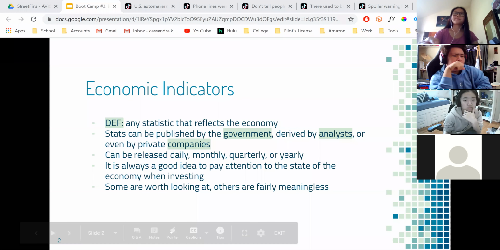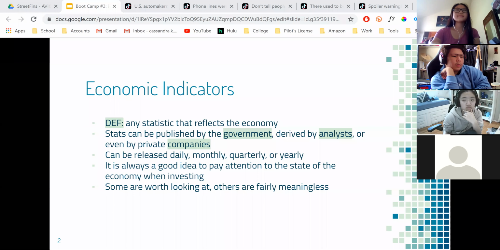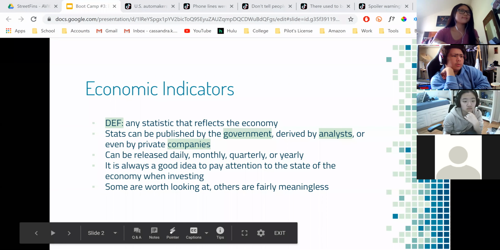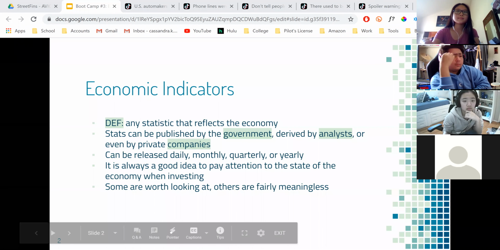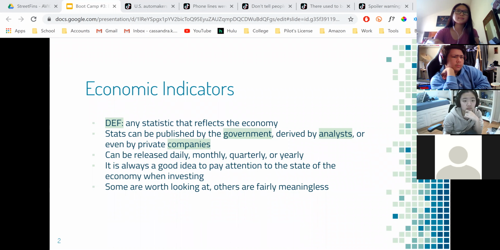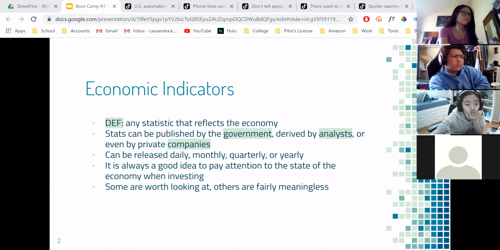So speaking a little bit about economic indicators, the definition of an economic indicator is any statistic that reflects the economy. These statistics can be published by the government, derived by analysts, or even by private companies, and they can be released at various time intervals. Some common economic indicators usually used by people to judge the health of an economy are the consumer price index, CPI, gross domestic product, GDP, employment figures, and the price of crude oil, which have all been used to assess the health of the economy at different periods of time.